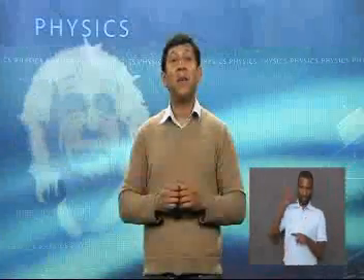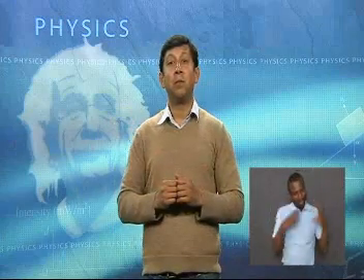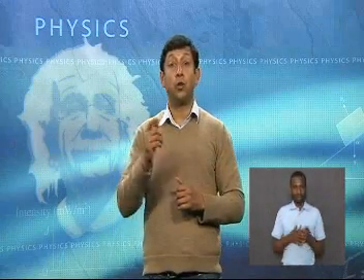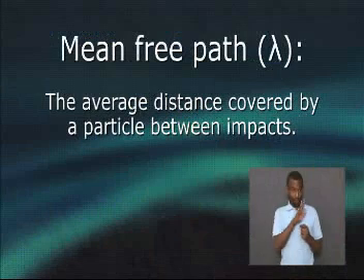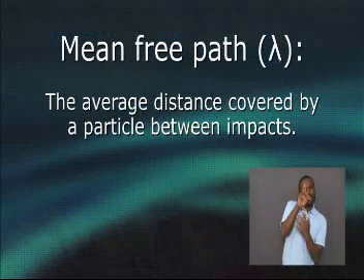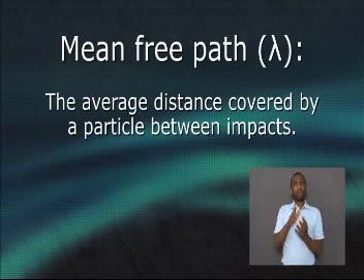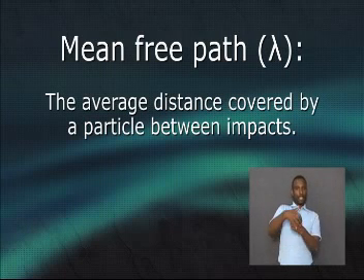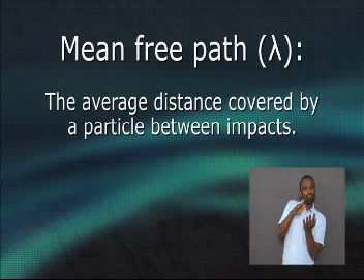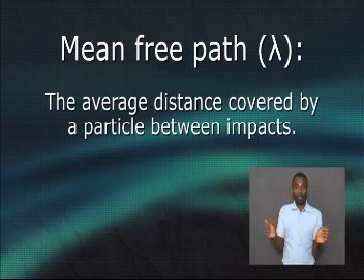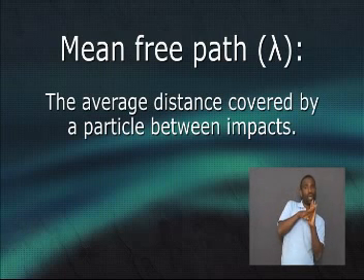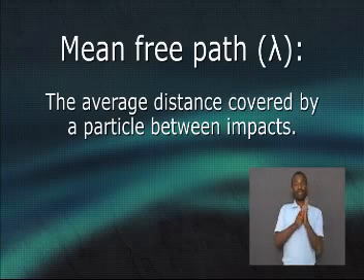Time's up. Let's get back to our lesson. Hello again, students. Here are the answers to your questions. The mean free path is the average distance covered by a particle between impacts. It is represented by the Greek symbol lambda.